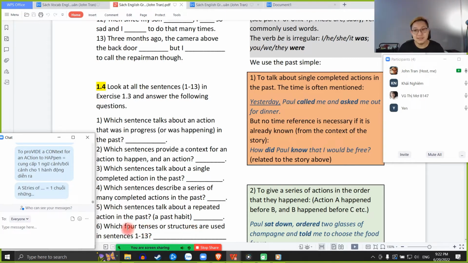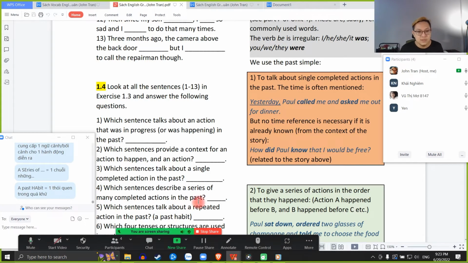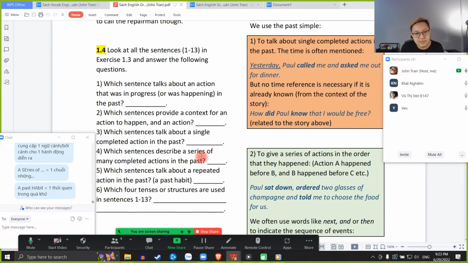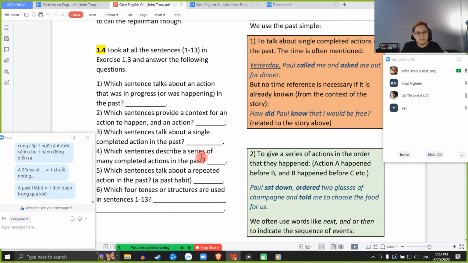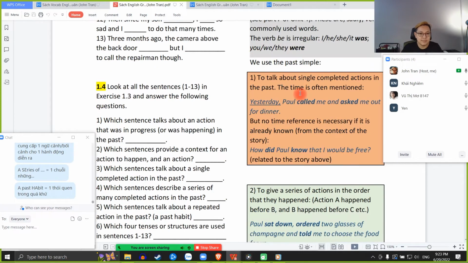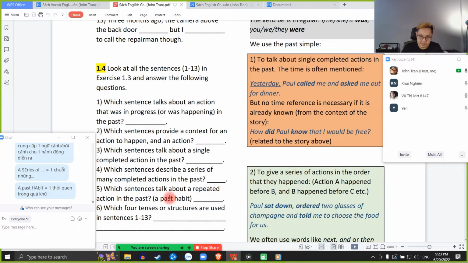Number 5, which sentences talk about a repeated action in the past? Những câu nào nói về một cái hành động mang tính lặp lại trong quá khứ, or a past habit. A past habit. Một cái thói quen trong quá khứ. Number 6. Which four tenses or structures are used in sentences 1 to 13? 4 thì hoặc cấu trúc gì được sử dụng ở câu 1 đến câu 13 các bạn? Okay, please. Quay lại để các bạn xem lại điền vào cái này.